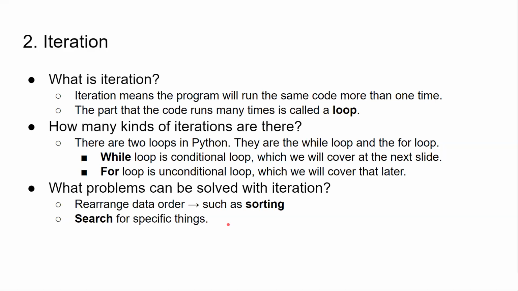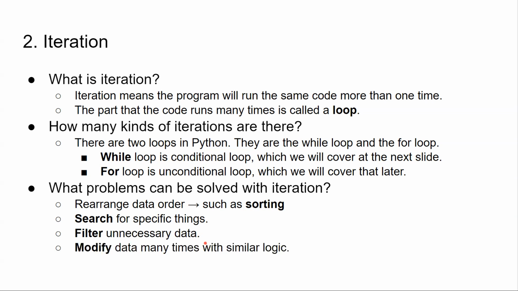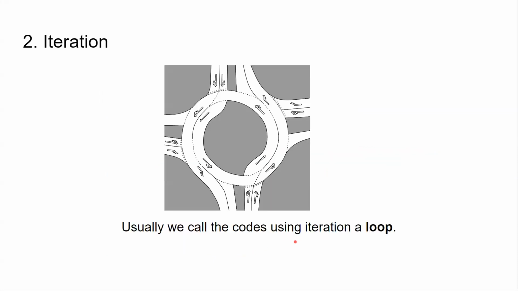It's basically the same thing: if I hit something that is the same as what I want to look for, I'll just return. And filter out, like take out some numbers from the data, the data you don't want, and then you modify the data, for example, adding one to a variable many times. So usually you call code using iteration a loop. It's a roundabout, where you enter that loop again and again until you want to exit, and then you just exit.